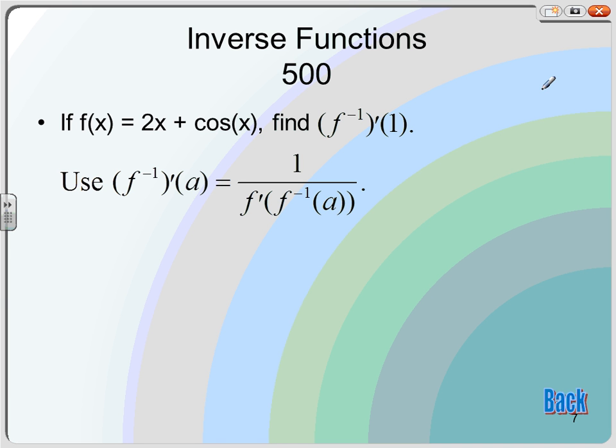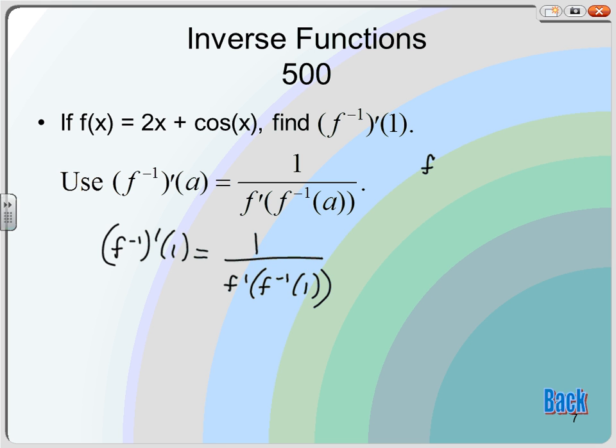Okay, this next one says if f of x equals 2x plus cosine of x, find f inverse prime of 1. So same kind of thing. So f inverse prime of 1 is 1 over f prime of f inverse of 1. Okay, it's not quite as easy as the last one to have a point before. So let's think about it. So if I'm finding f inverse of 1, I'm basically trying to find when is f of x equal to 1. So f of x was 2x plus cosine of x.